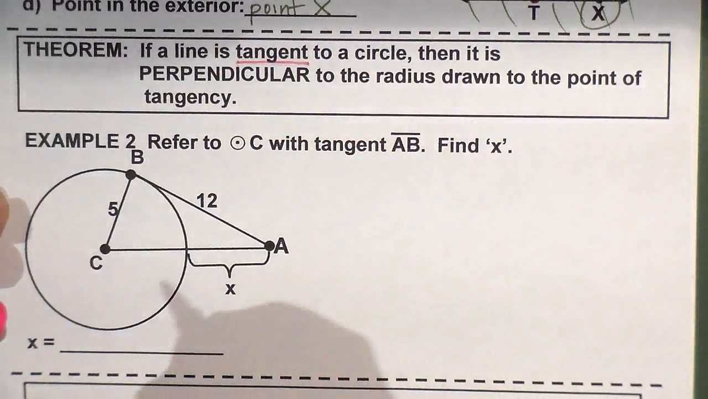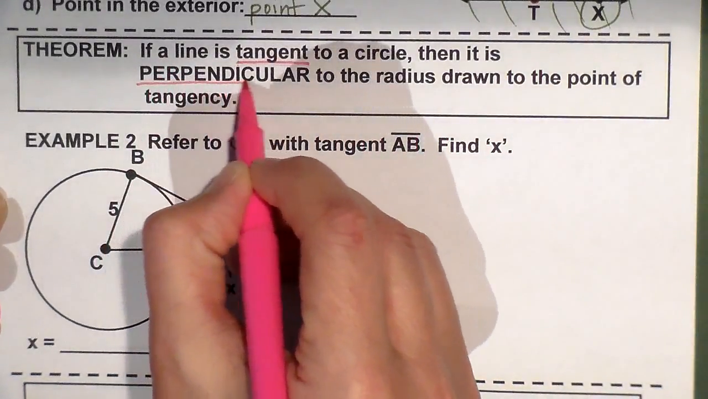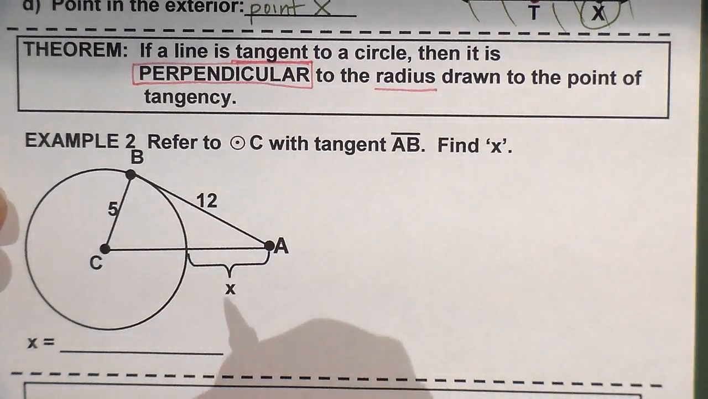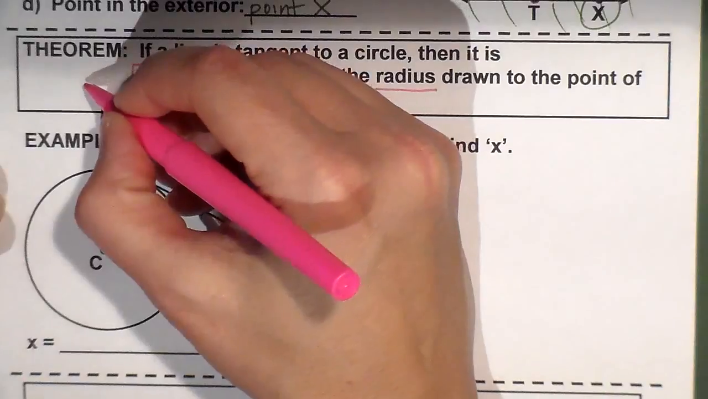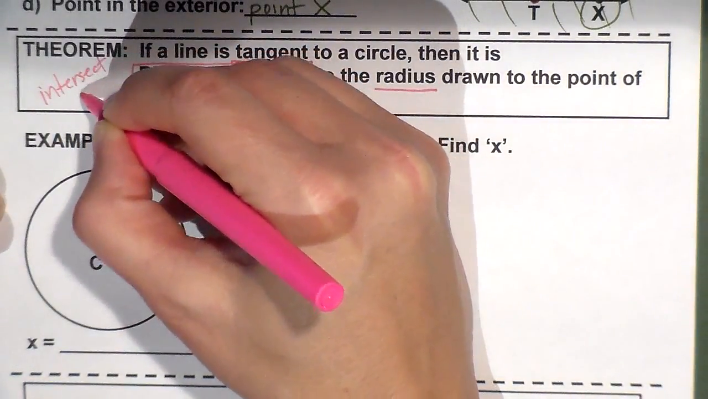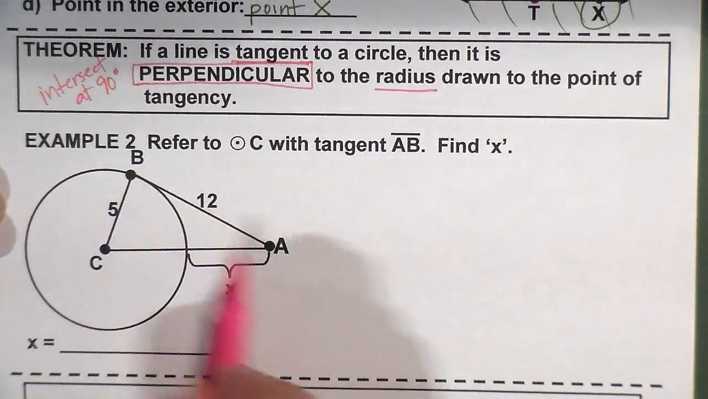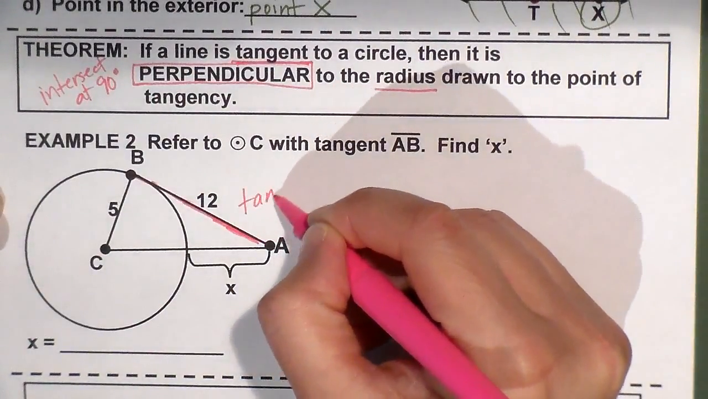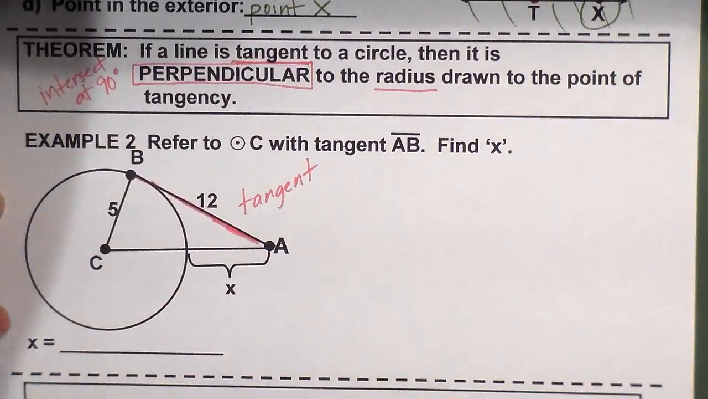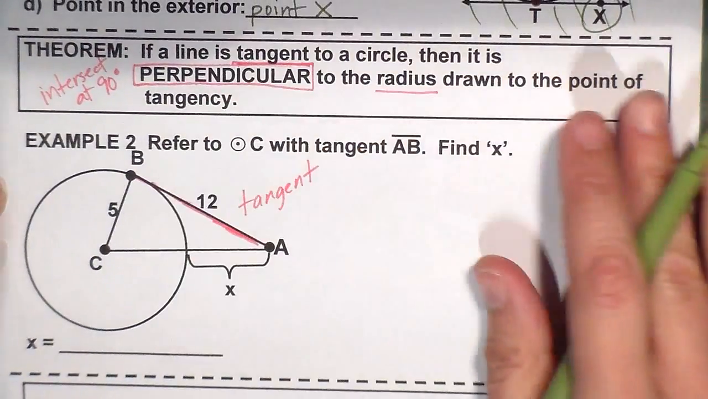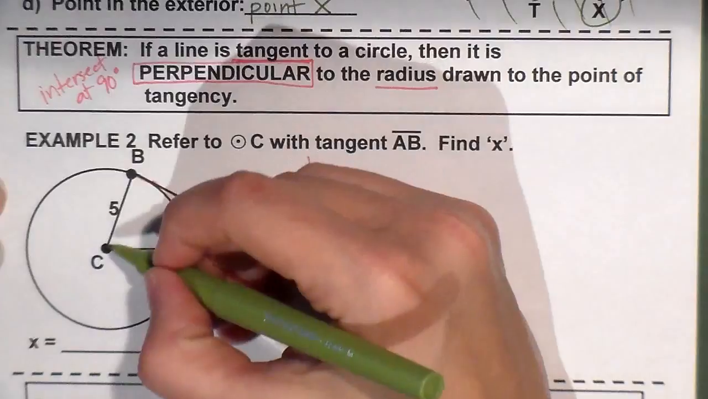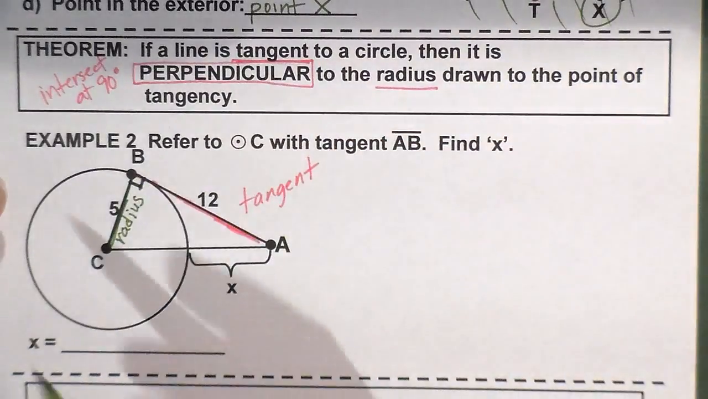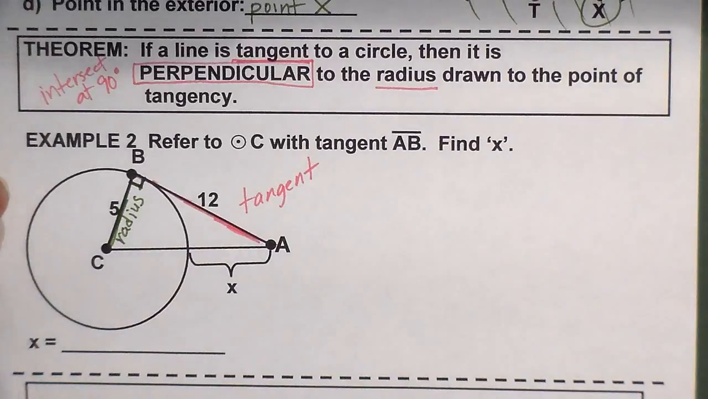So if a line is tangent to a circle, that means it intersects it at one point, then it is this big word here, perpendicular to the radius drawn at the point of tangency. So if I'm looking at this picture here, perpendicular means intersect at 90 degrees. So what this is saying is if I've got this tangent line BA, okay, that's my tangent. I'll label that as such. Okay, that's my tangent line. And then I'm going to draw my radius. My radius, remember, is the segment that comes from the center of the circle to a point on the circle. So here's your radius. What the theorem says is that radius and tangent that intersect make a 90-degree angle. So there's your right triangle.